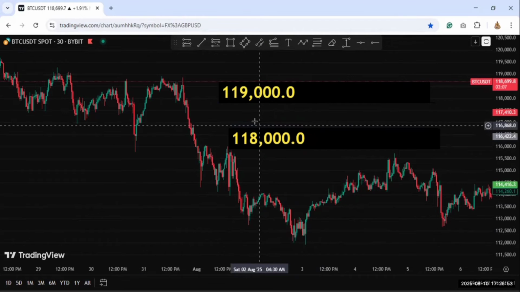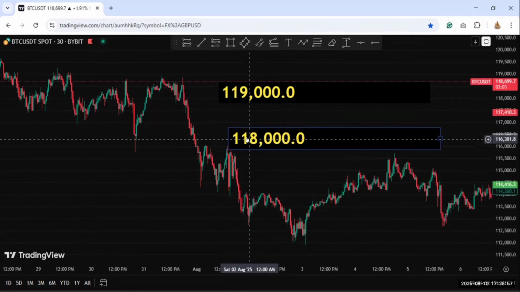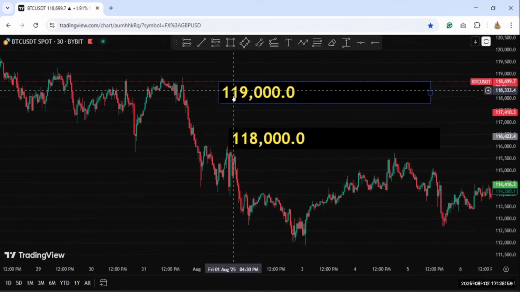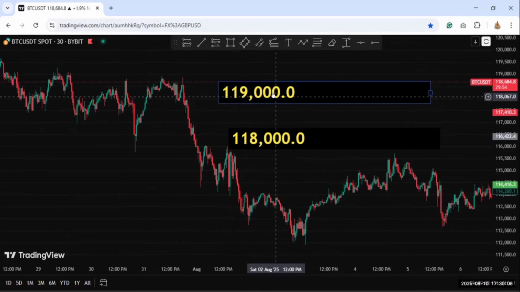So the current price of Bitcoin is hovering around $118,000 to $119,000 currently. We can see from this aspect of the price chart. So it's currently 118,699. So I am going to start counting the pips from this particular last digit.